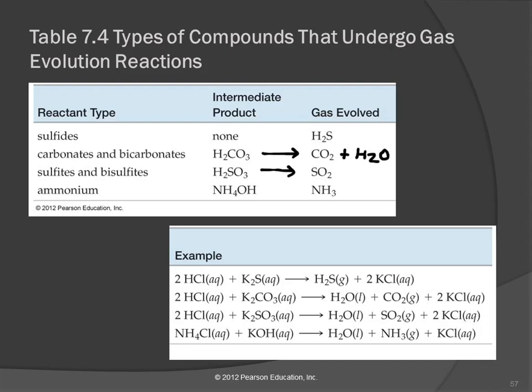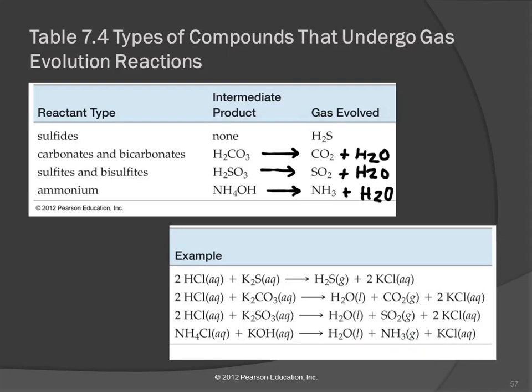Sulfurous acid does that, and ammonium hydroxide does that, and gets you ammonia. In this panel are some examples. Mixing ammonium chloride with potassium hydroxide. When we switch partners here, we'd end up with potassium and chloride and ammonium and hydroxide. But ammonium hydroxide decomposes into ammonia and water, and so we end up with these products.